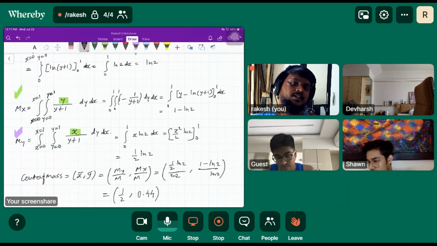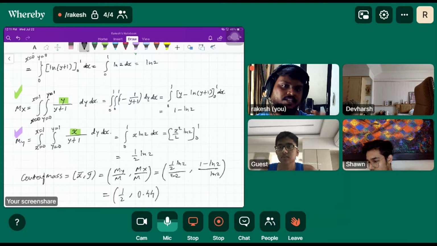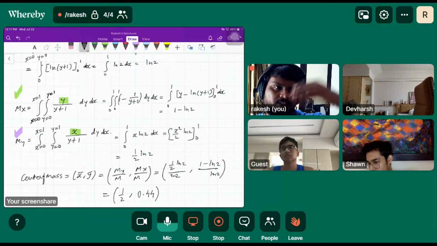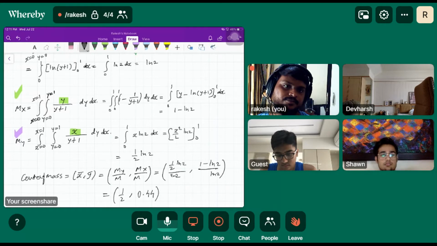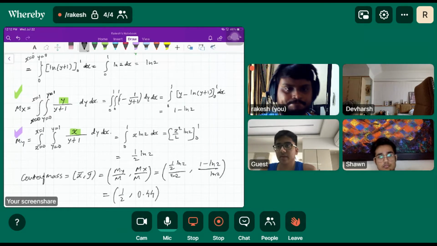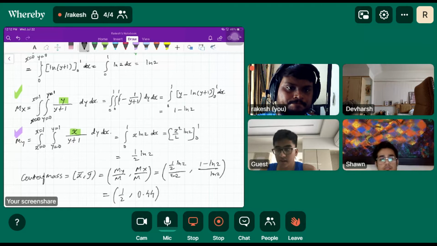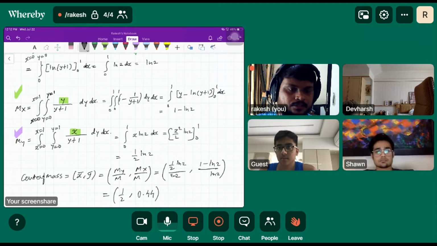We already proposed that the x coordinate is going to be the same. The x coordinate of the center of mass is going to be half only because it is independent of x, whereas the y coordinate will be 0.44, less than half, right? Because as we go away from the x-axis, the mass density function is decreasing. You understood that?